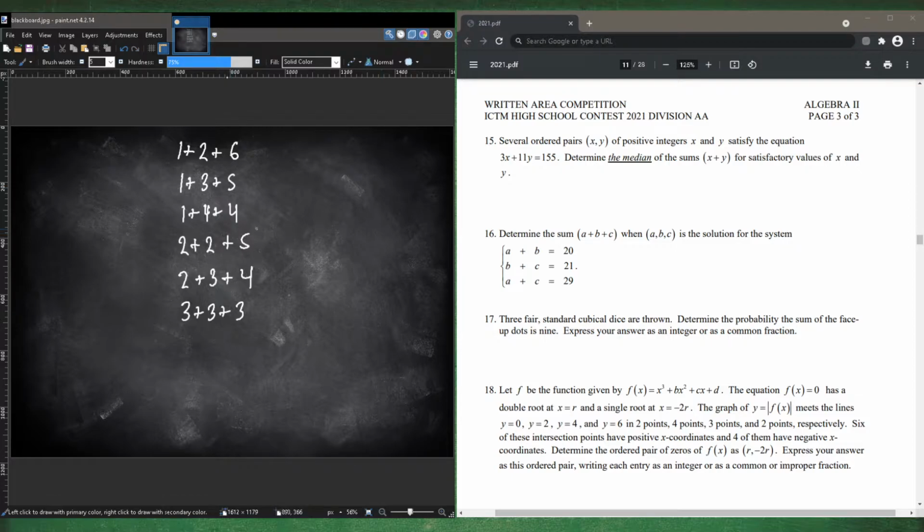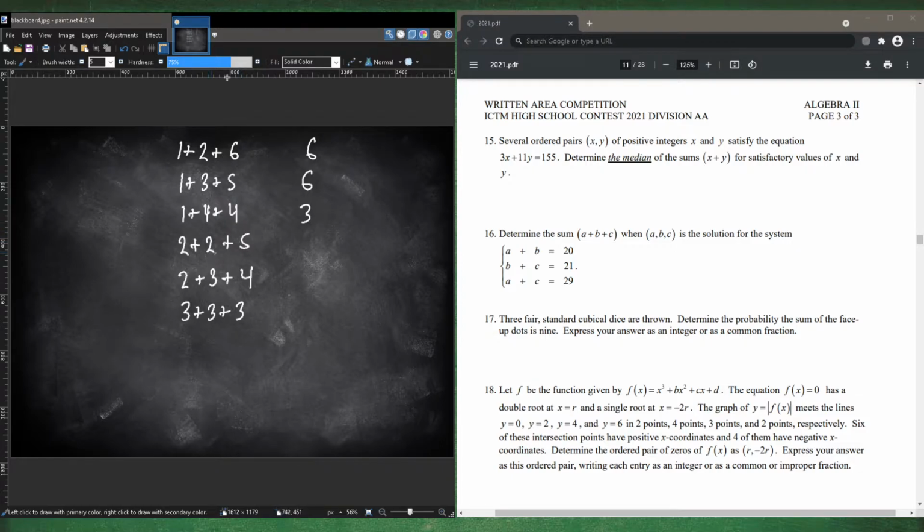Now we need to find the number of permutations in total. There are 3 different numbers, so there's 6 of them. Because it's 1, 2, 6; 1, 6, 2; 2, 1, 6; 2, 6, 1; 6, 1, 2; and 6, 2, 1. So there's 6 possible combinations. Same case here, 3 different numbers, so there's 6 of them. There's 2 of the same number, so there's 3 of them, which is 1, 4, 4; 4, 1, 4; and 4, 4, 1.